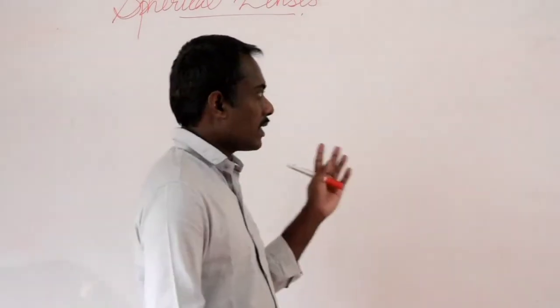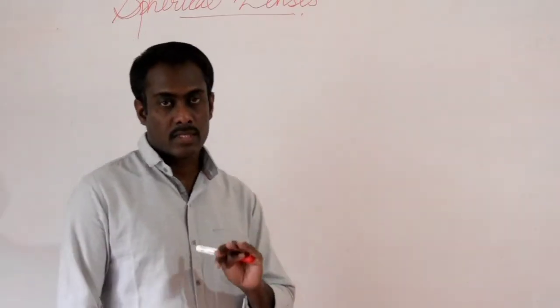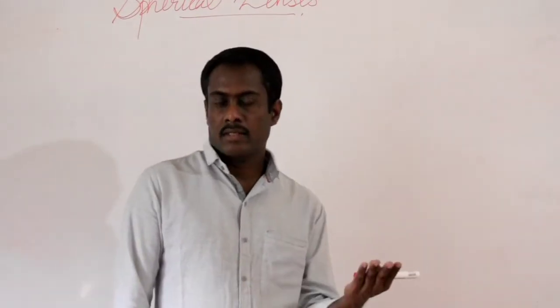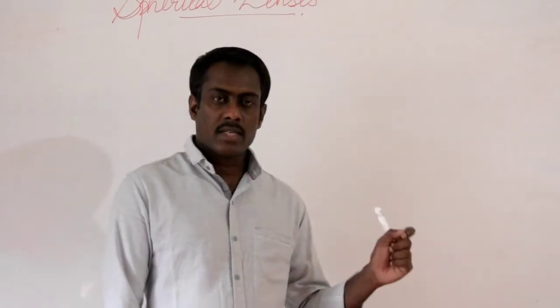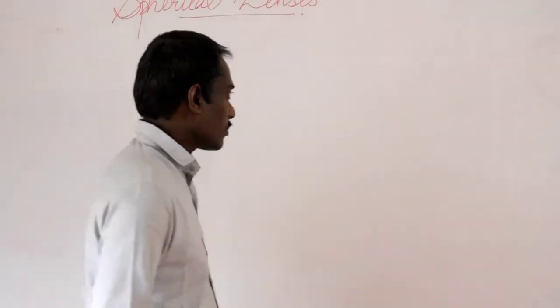As we already stated in the case of mirrors, there are two mirrors, convex mirror and concave mirror, on the basis of the way they reflect light. In the same way, lenses are also of two types, convex lens and concave lens. Let us see how these two lenses refract light.